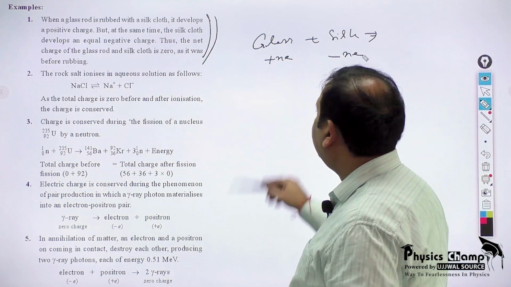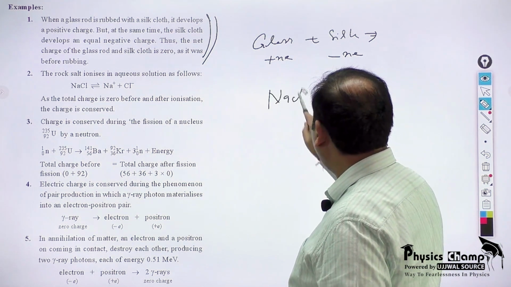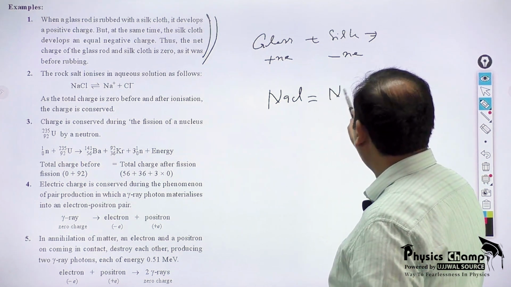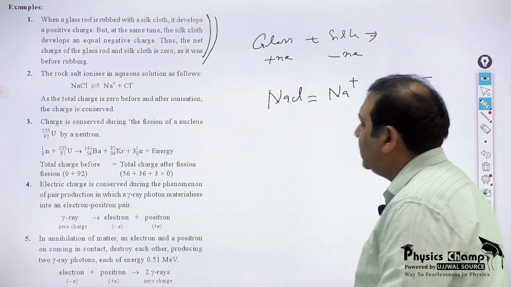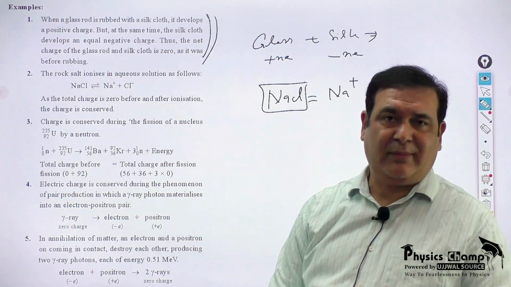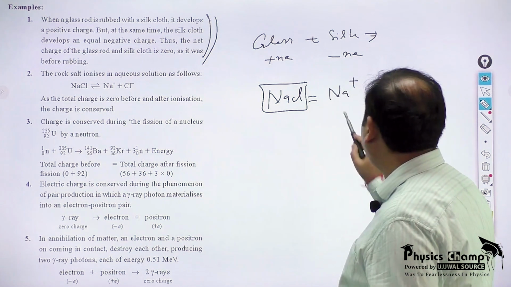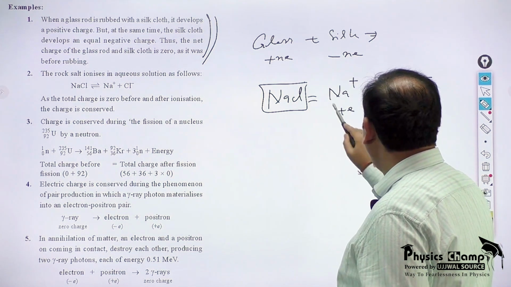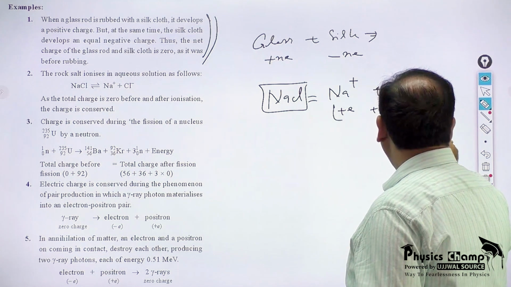Similarly, if we look at this reaction, NaCl, sodium chloride, breaks into a sodium ion and a chloride ion. So the NaCl molecule was earlier neutral, and even after that, if you look at plus E and minus E, the net charge is again 0.